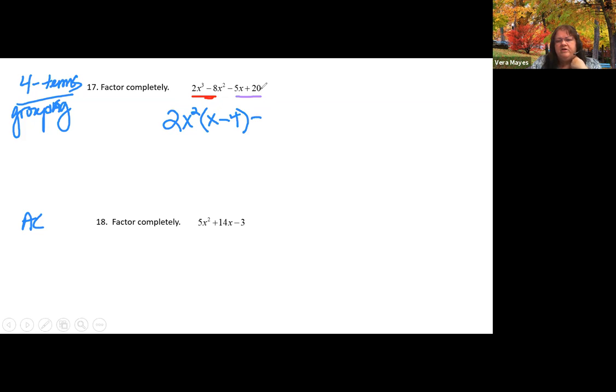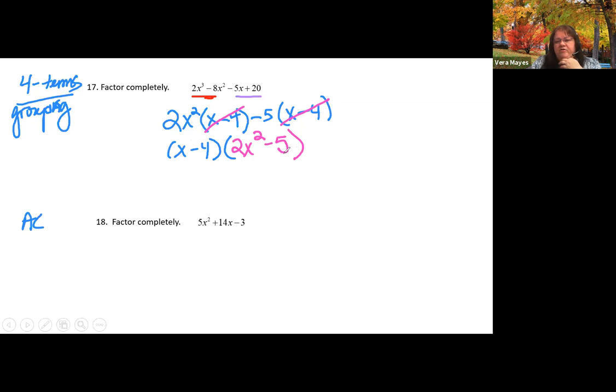What do these guys have in common? Well, 5 goes into both of them. So negative 5x divided by 5 leaves me with an x. I'm hoping it matches this guy, right? That's the magic thing that happens with grouping. 20 divided by negative 5 leaves me with a negative 4. And now I kind of call it my magic factors. They match. So I have a new common term to pull to the front. If I pull it out of the first group, I'm left with a 2x squared. When I pull it out of the second group, I'm left with a negative 5.